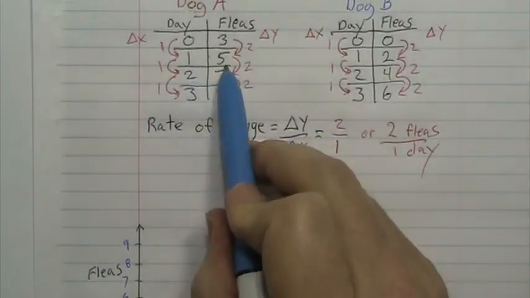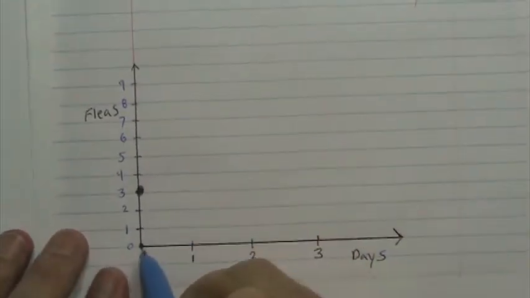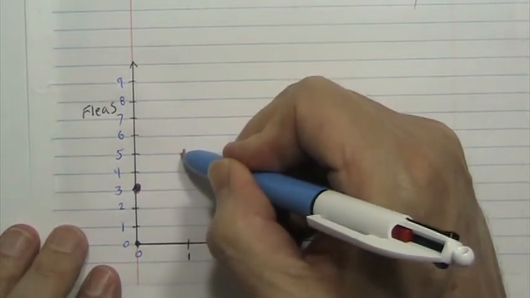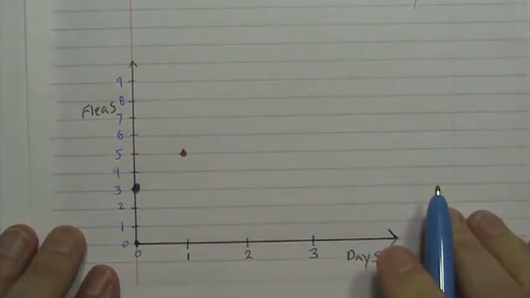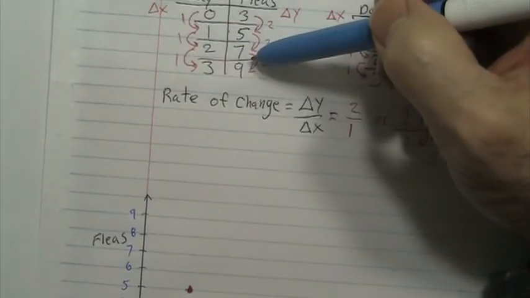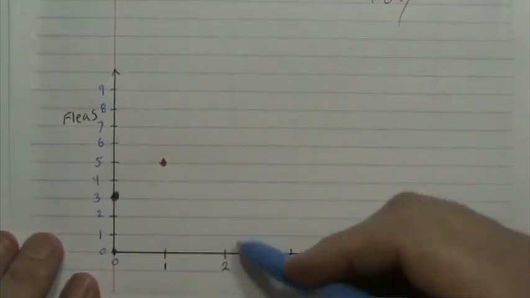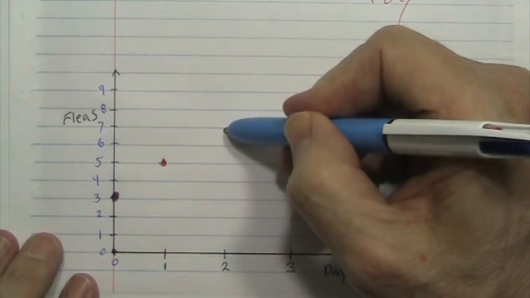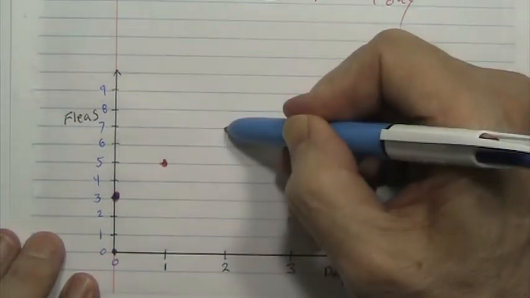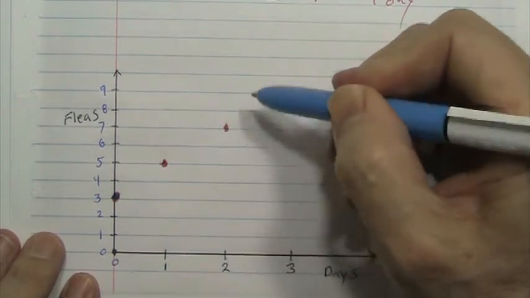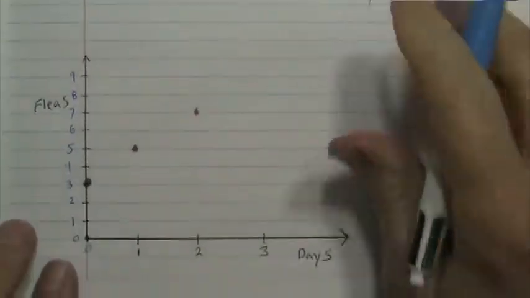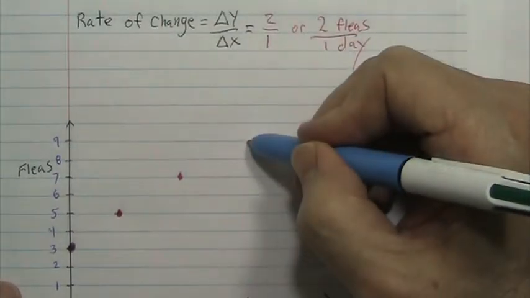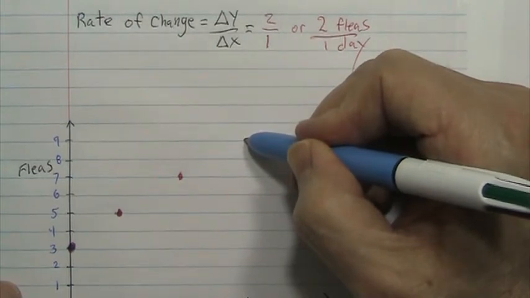Next point, 1, 5. Go over 1, go up 5. So approximately there. Next point is 2, 7. Go over 2, up 7. So approximately here. I'm kind of keeping it straight. The next one is 3, 9. Go over 3, go up 9. So about there.